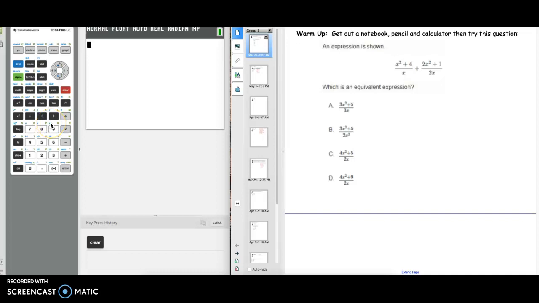Good morning. Today we're going to look at a review of solving all sorts of different types of equations. Why don't you pause this and try the warm-up first? See if you can come up with a strategy. You might not know how to do these rational expressions, but they are just like fractions.